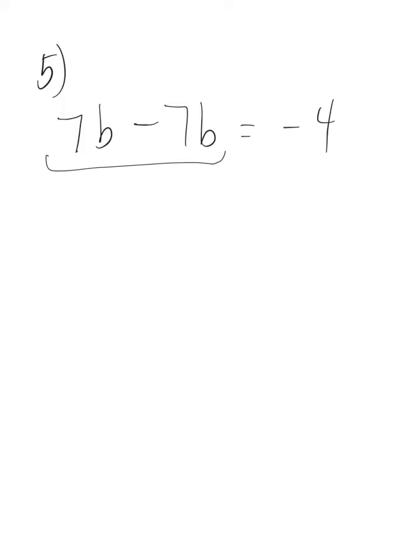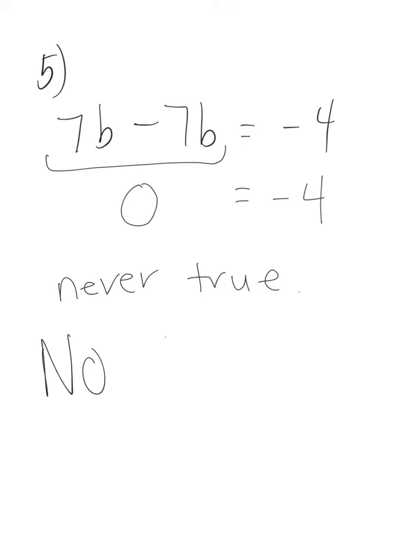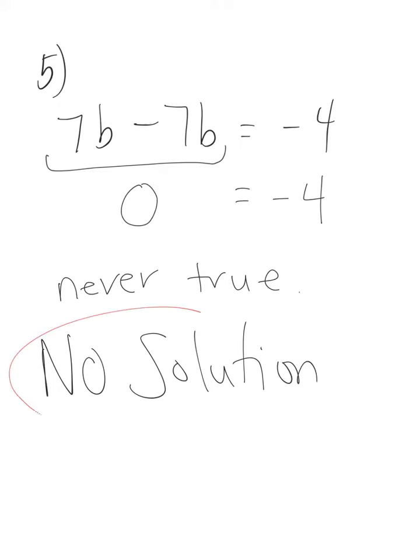Minus 7b equals negative 4. Are these like terms? Yes. So that goes to 0, right? Bring down your right side. Can 0 ever equal negative 4? No. When is 0 going to equal negative 4? Never. So that's never true. So your answer is no solution. That's your answer.